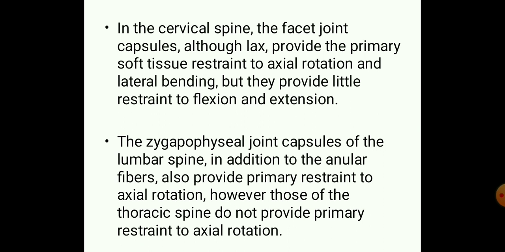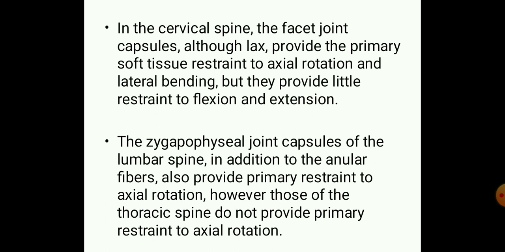The zygapophyseal joint capsules of the lumbar spine, in addition to the annular fibers, also provide primary restraint to axial rotation. However, those of the thoracic spine do not provide primary restraint to axial rotation. So when we look at the thoracic region, the zygapophyseal joint capsules are limited in rotation. In the thoracic region, rotation of the spine is much more difficult when compared with the lumbar region or the cervical region.